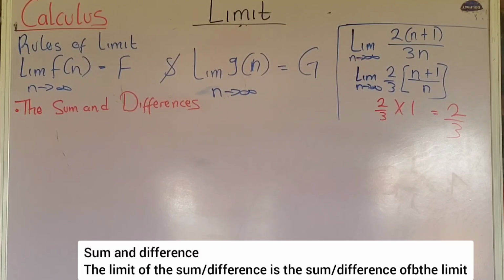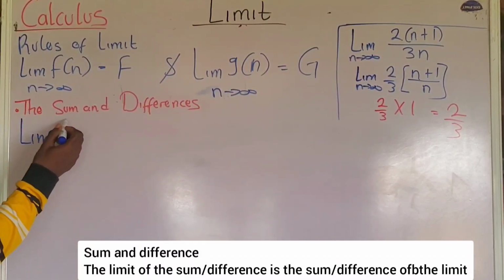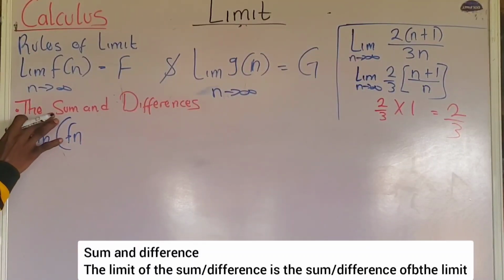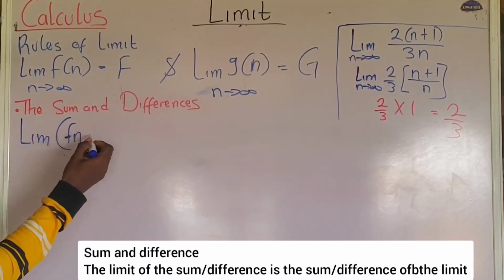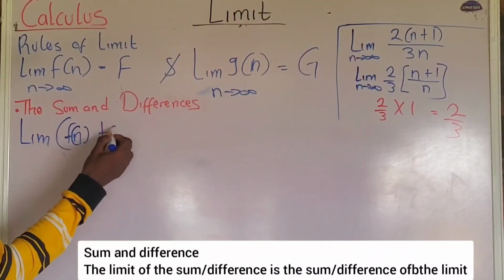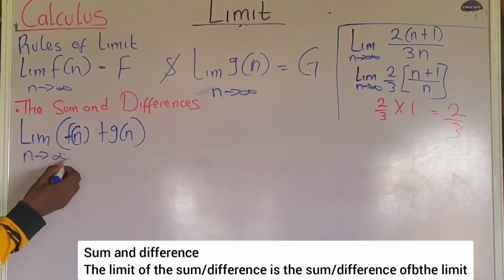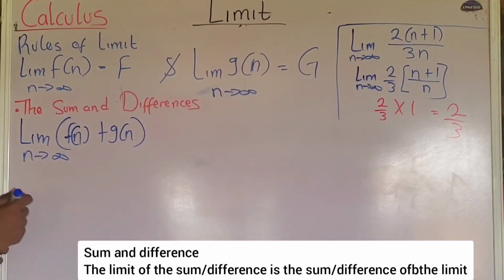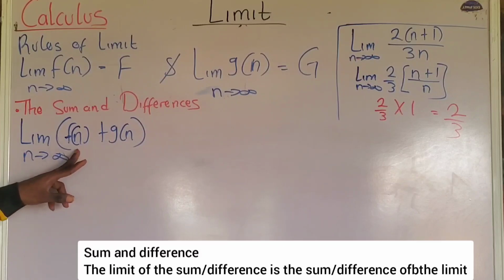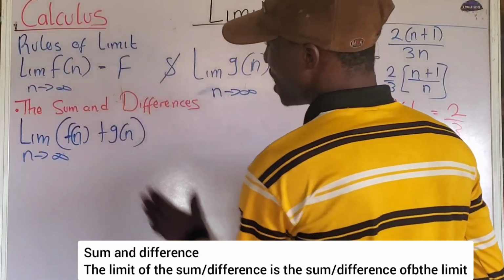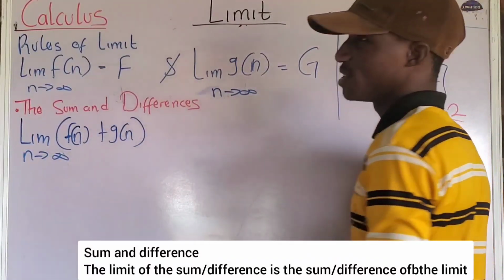Now let's say you have a function. Now we want to talk about sum. So limit f of n plus g of n as n tends to infinity. Now according to this, you can see that the sign between function f of n and function g of n is what? Addition sign. That means it is sum.